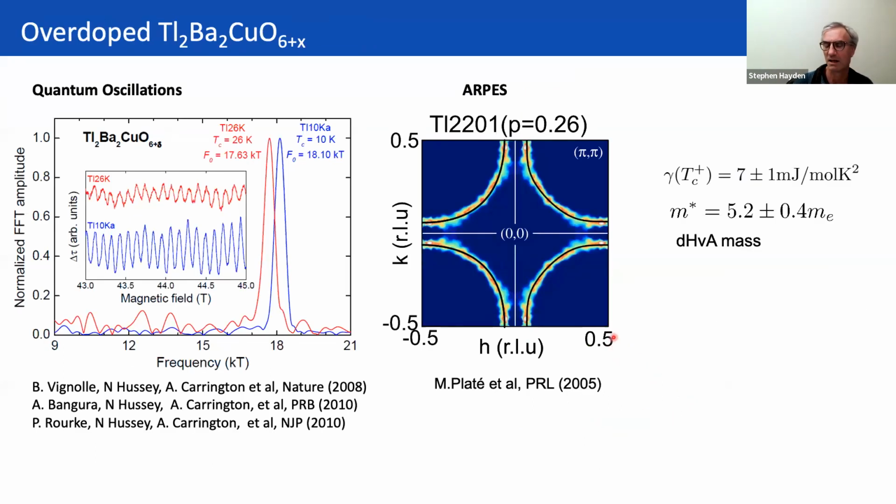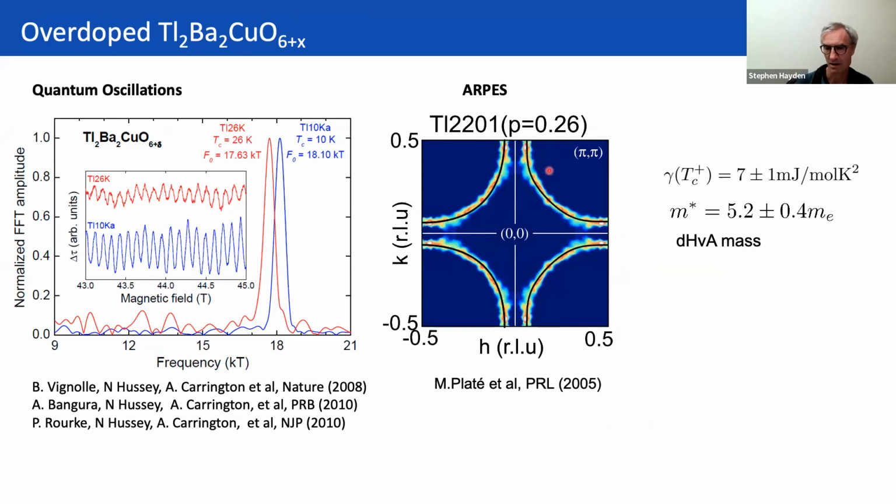Of course, LSCO isn't the only material that has these large masses. You can see them if you go into the really overdoped superconductor here. This is the thallium 2201. It's a material that's naturally overdoped, and it's a very clean material that you can do de Haas-van Alphen measurements in and measure the cyclotron mass for these overdoped compositions.